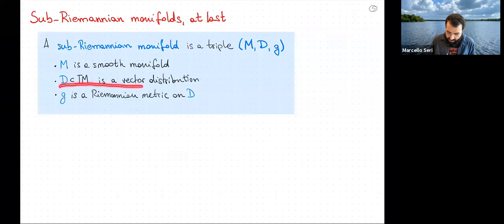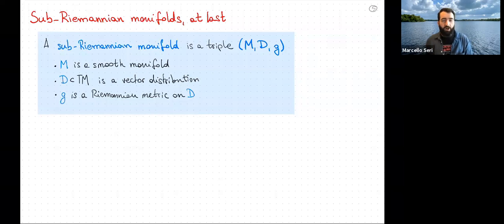And then we want this D, a vector distribution. That means that there's a local assignment of subspaces of the tangent bundle that is regular enough, say it's smooth. So you change the point and you have a subspace of the tangent bundle defined at each point. It might be the whole tangent bundle, then you will have a Riemannian manifold. If it's a proper subspace, then it's the kind of more abstract spaces we are talking about. And then you want a Riemannian metric G, but this is essential, defined on this distribution D. So you can measure products, but only on this subspace.